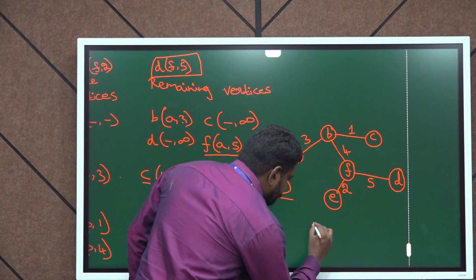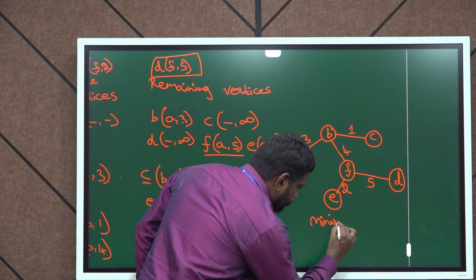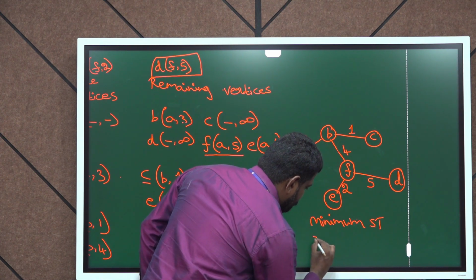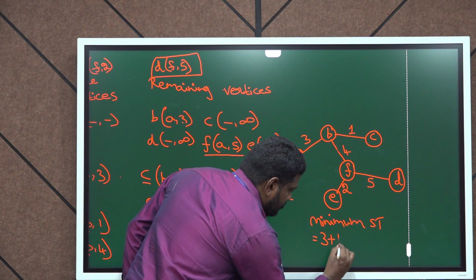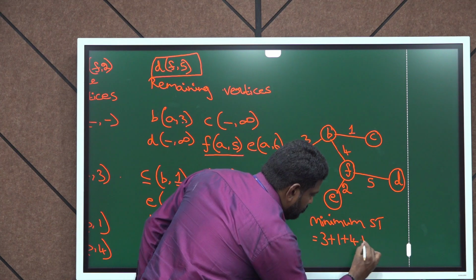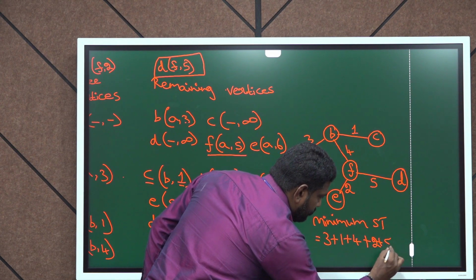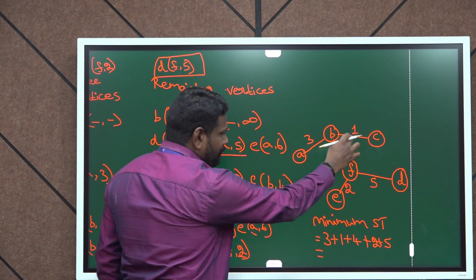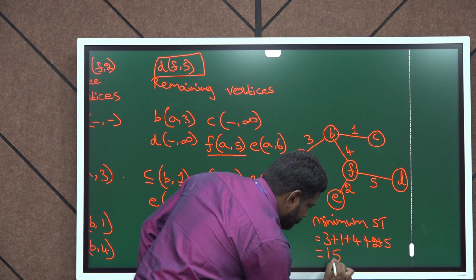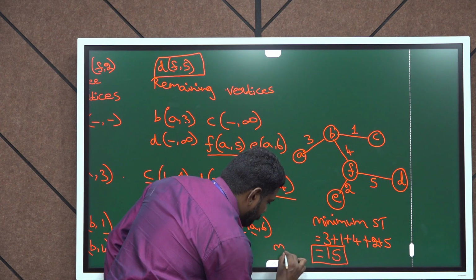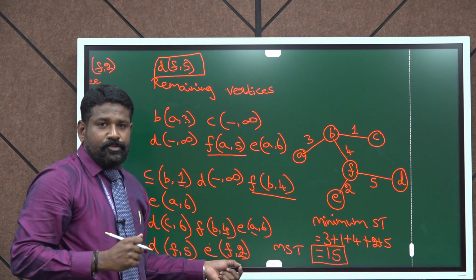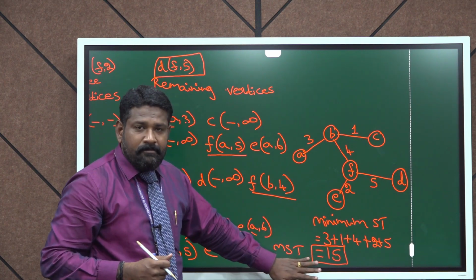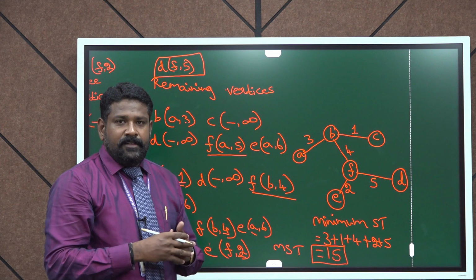Then we have to calculate the minimum spanning tree, that is we have to sum up the weight values of all the edges, that is 3 plus 1 plus 4 plus 2 plus 5. We have to sum up all the edge weight values. So the total value is going to be 4, 8, 10 and 15. So this is going to be the minimum spanning tree for this given input graph. Even if we construct n number of possible spanning trees, we cannot get a minimum value less than 15 for this given input graph.